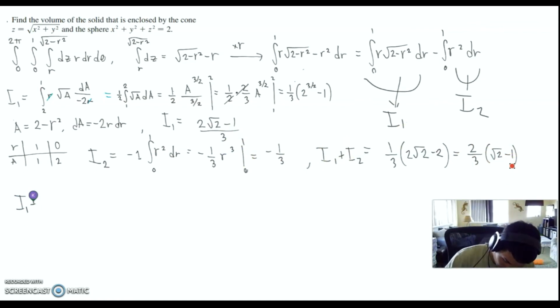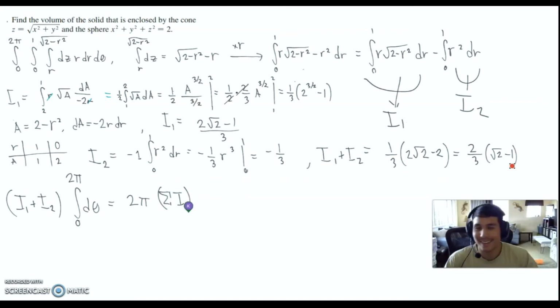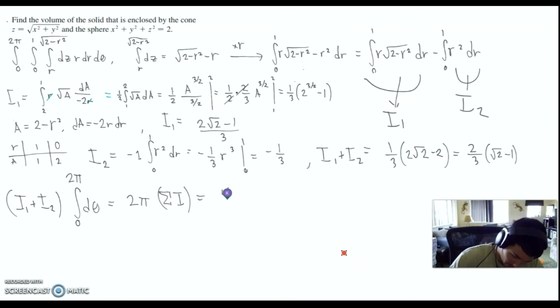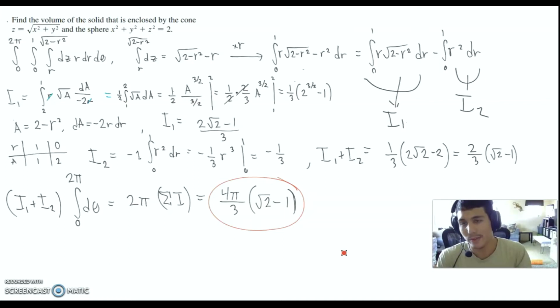We could write this as I1 plus I2, and we have one more integral to do. But it's my favorite one because it's just the integral of d theta from 0 to 2 pi, which means it's just 2 pi times the sum of the I's. This is just being fancy, taking little shortcuts here. Which is the same thing as 4 pi over 3 times square root of 2 minus 1. And that's our final answer. That's the volume inside those two spheres. That's their merged volume, so where they merge together, that's their volume.